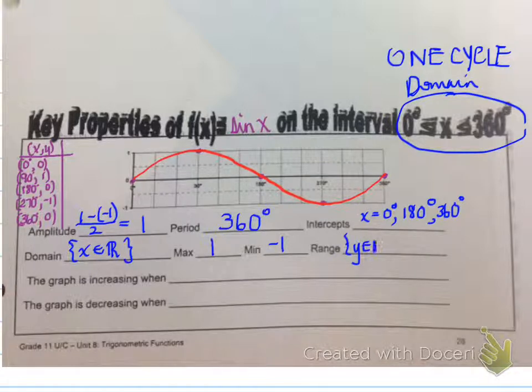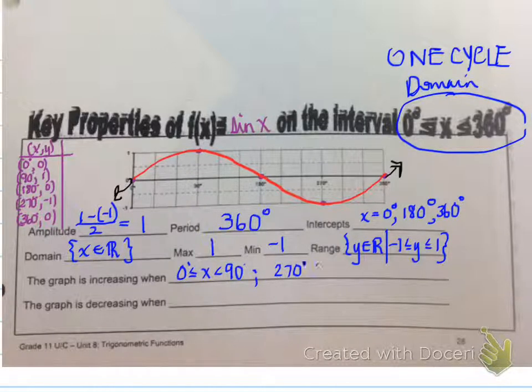The range is y belongs to real such that negative 1 is less than or equal to y, which is less than or equal to 1. It never changes, except when there are transformations on it. The graph is increasing from those values that you see there. That means the values are going up.